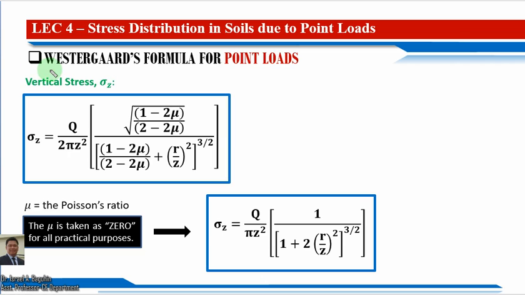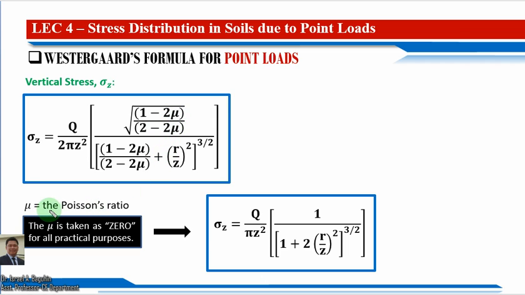Second, we have Westergaard's formula for point loads. Its formula, denoted by sigma z, is equal to Q over 2 pi z squared times this quantity. There is a presence of mu here.